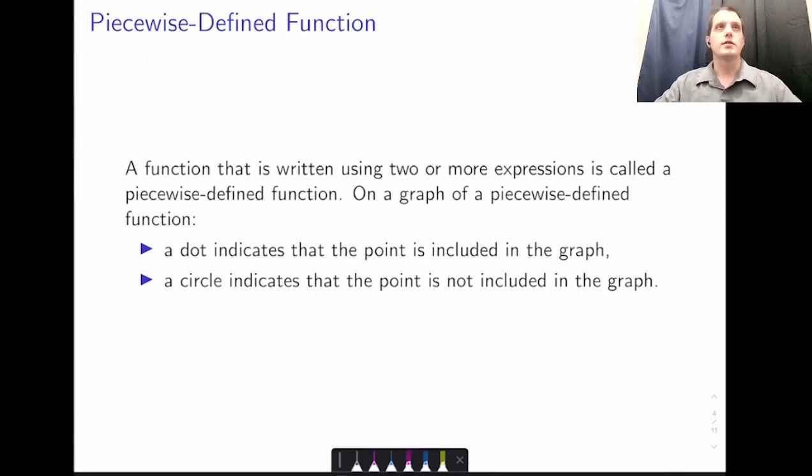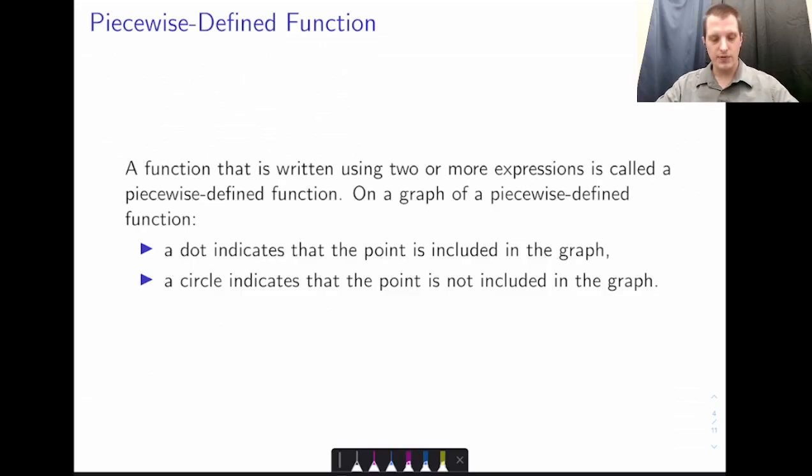Piecewise defined function. A function that is written using two or more expressions is called a piecewise defined function. On a graph of a piecewise defined function, a dot indicates that the point is included on the graph. A circle indicates that the point is not included on the graph.